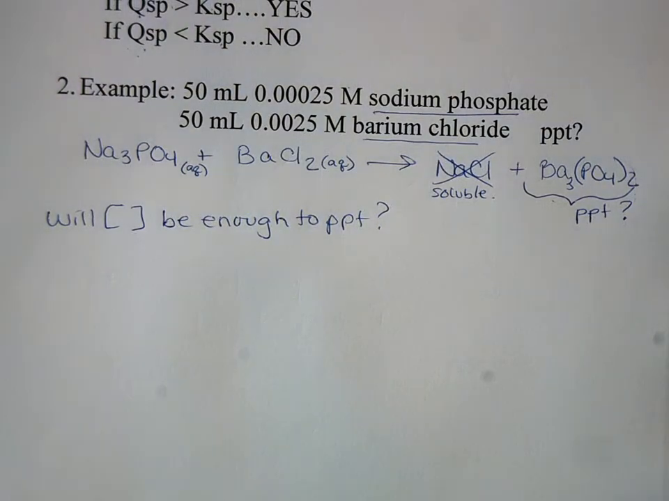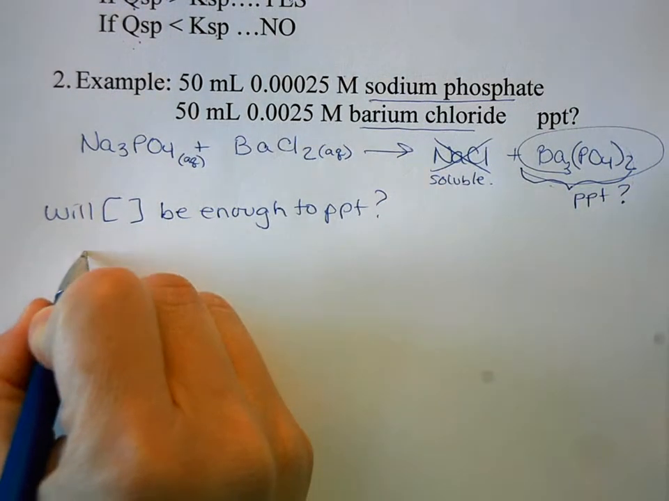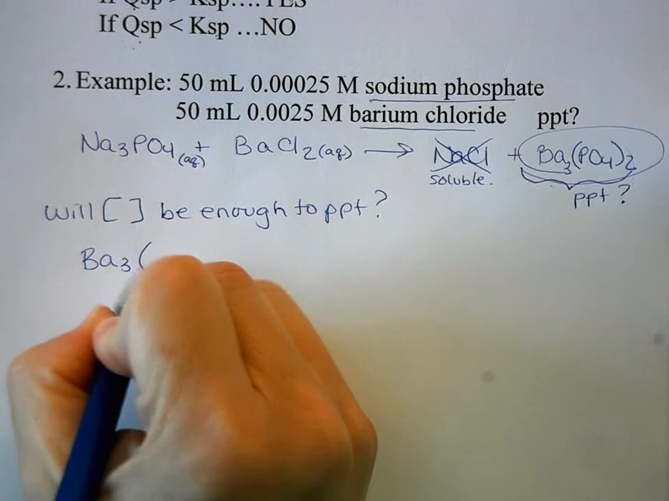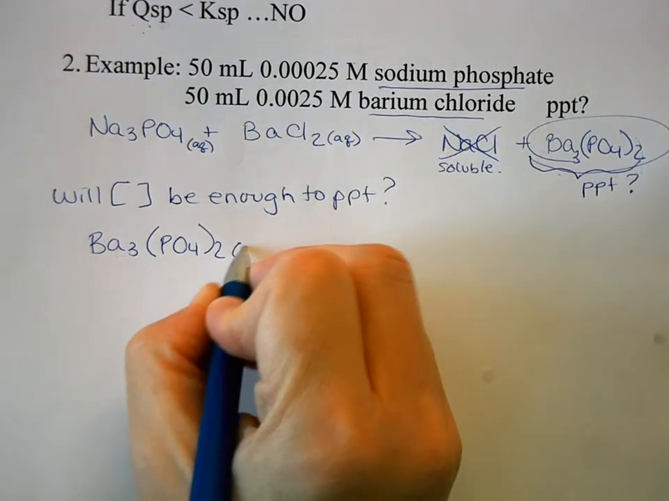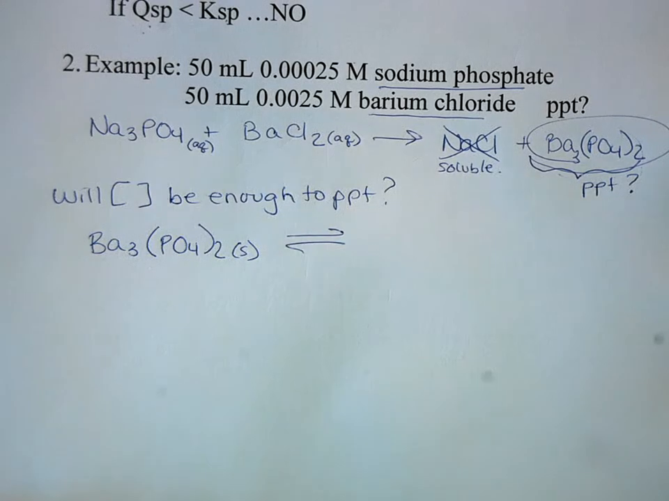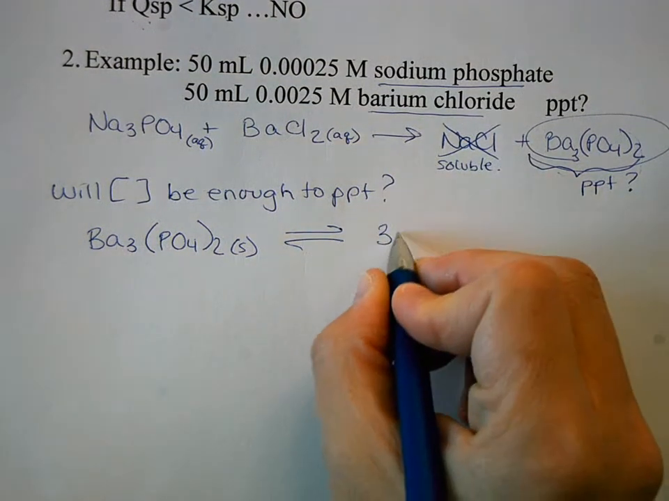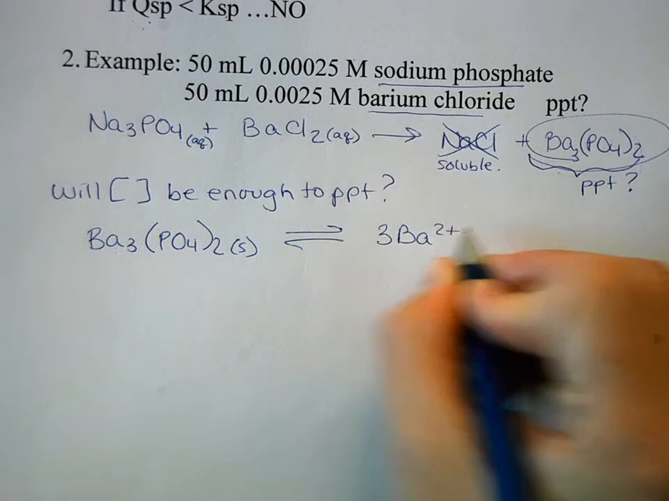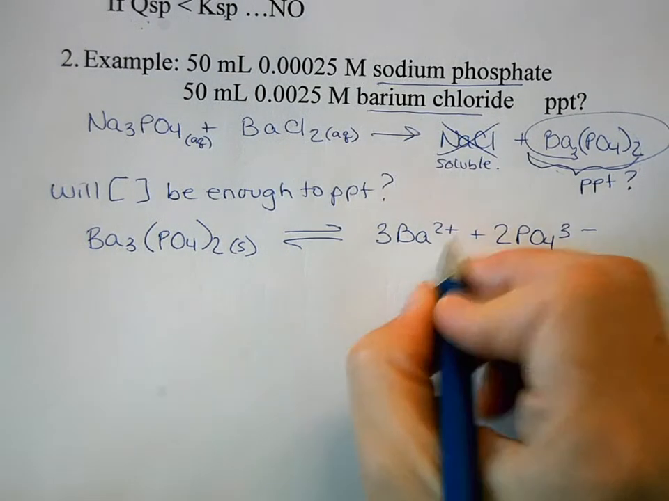So here's what I'm going to do. I am going to write out the equation for what that looks like when it does dissolve a little bit. Normally that's insoluble. It will dissolve slightly to give me a tiny percentage of barium ions, phosphate ions, aqueous.